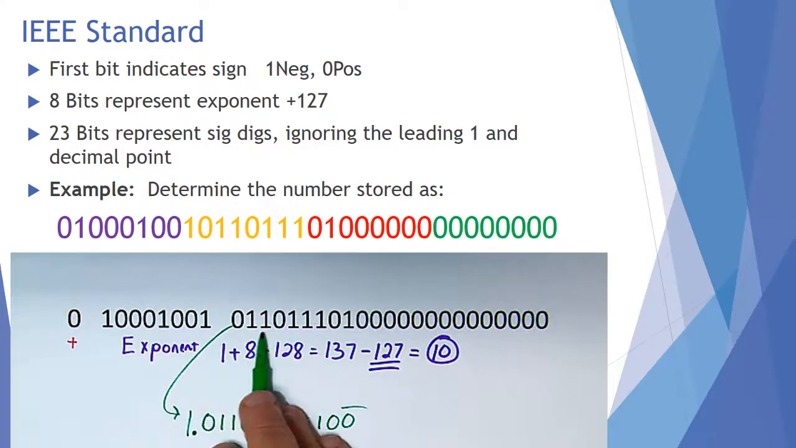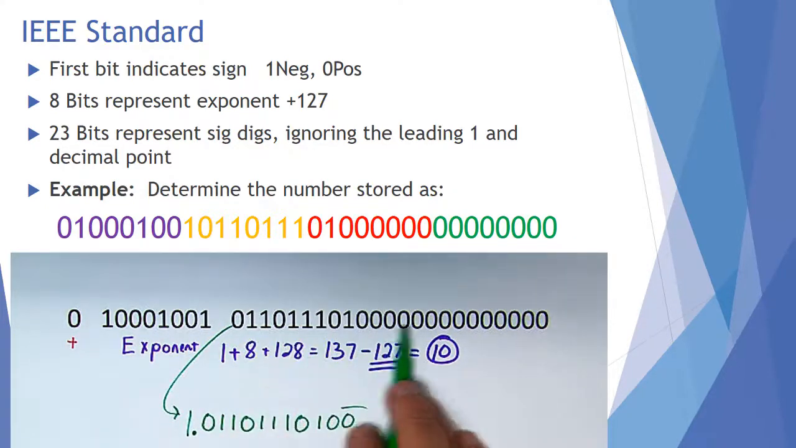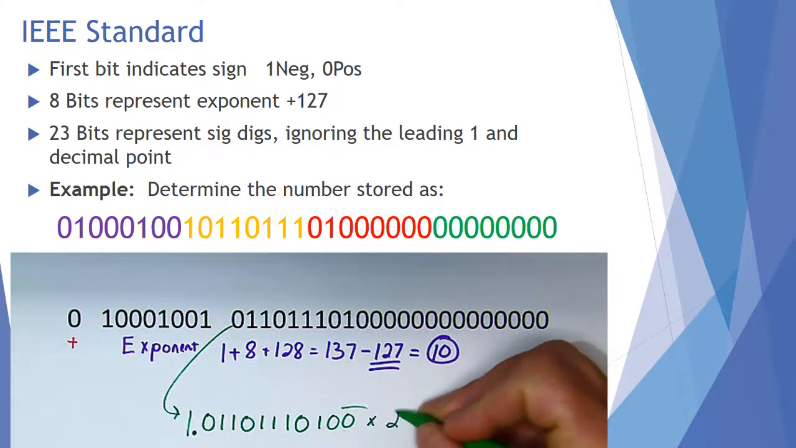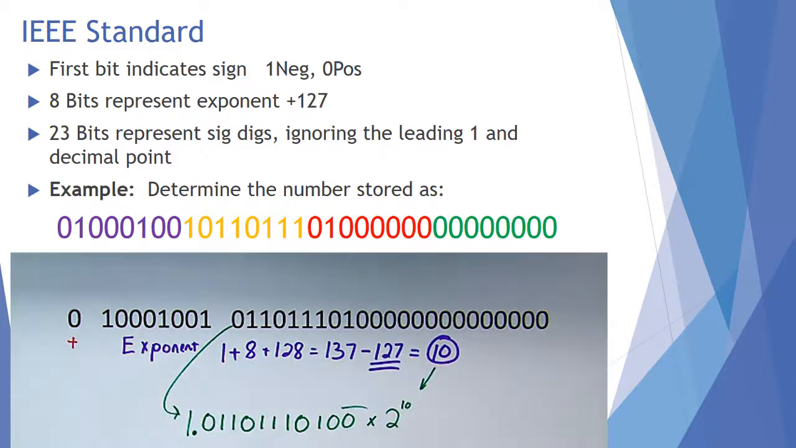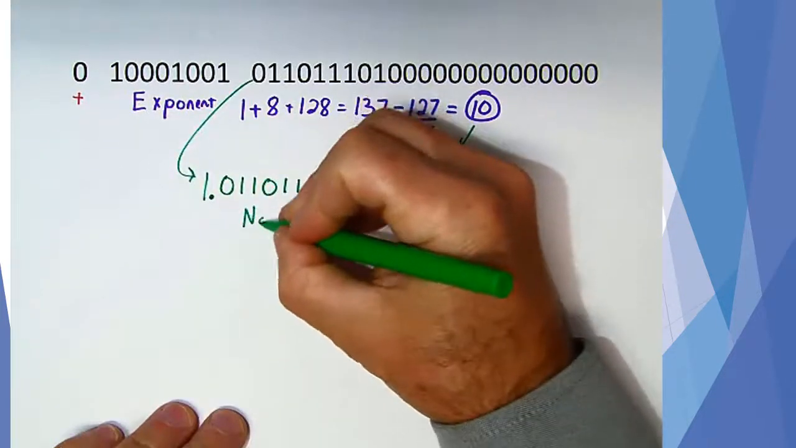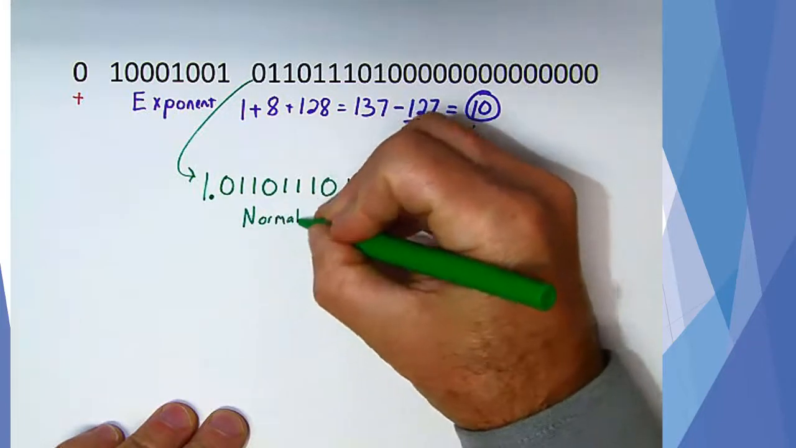Now in this case, we have a few 1s and 0s, and then a bunch of trailing 0s. We don't need to write those. So we have 1.011011101, and then a bunch of 0s times 2 to the what? Well, our exponent was 10, so that's times 2 to the 10th power. We've got it back into normalized binary form.